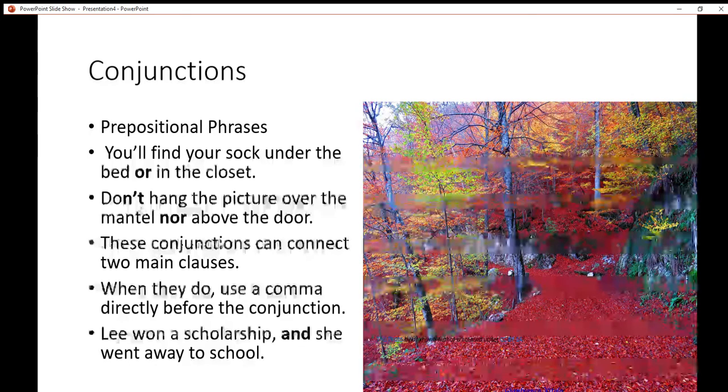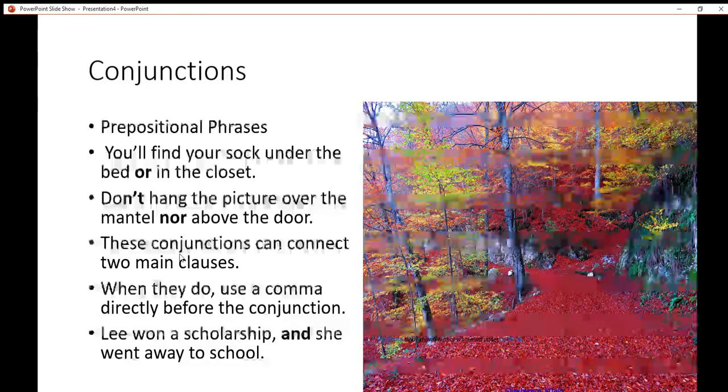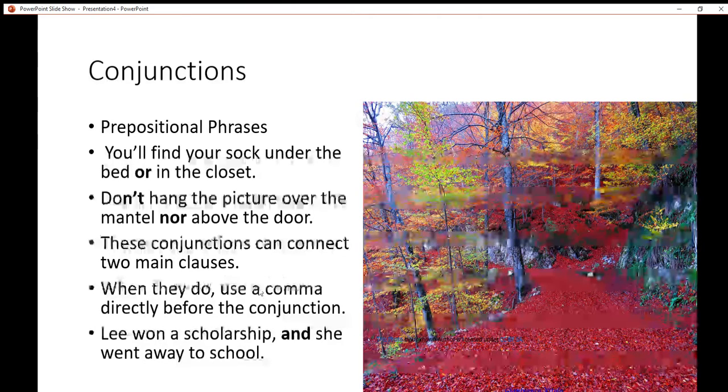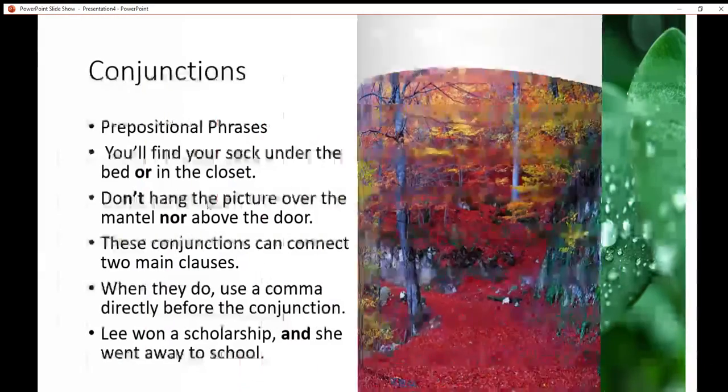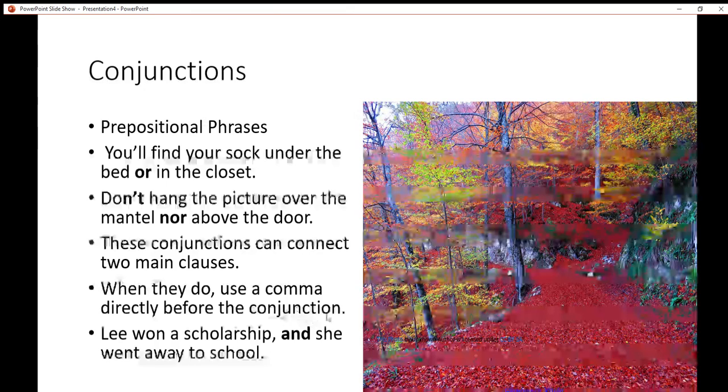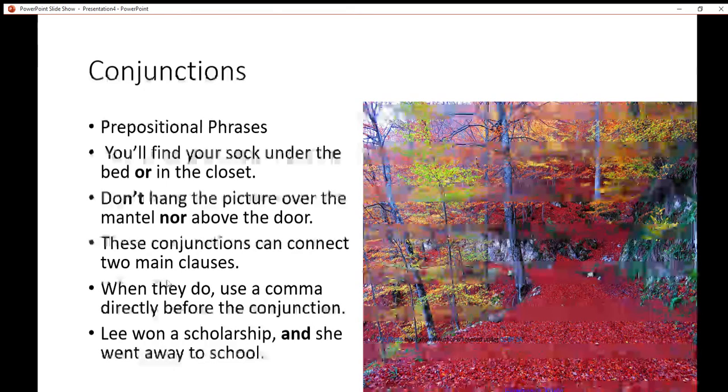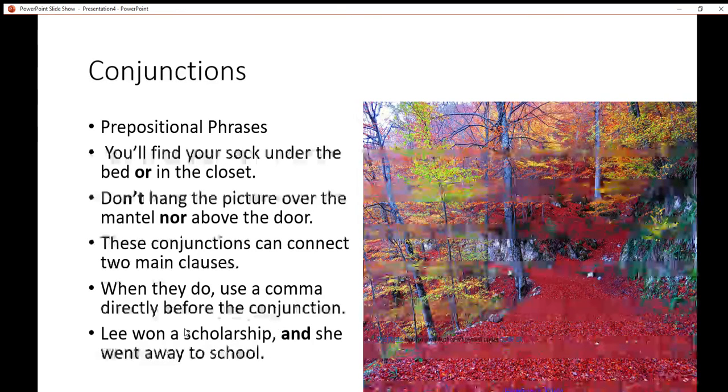It says these conjunctions can connect two main clauses, as we know, independent and dependent. When they do, use a comma directly before the conjunction. Lee won a scholarship, and she went away to school. So it says use a comma directly before the conjunction to separate it, so as not to keep repeating the sentence again. So "Lee won a scholarship," we know that's the independent, and "she went away to school" is the dependent. It's telling us she won a scholarship and she also went away to school.